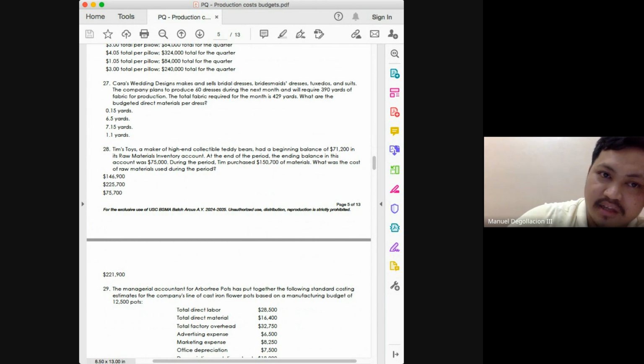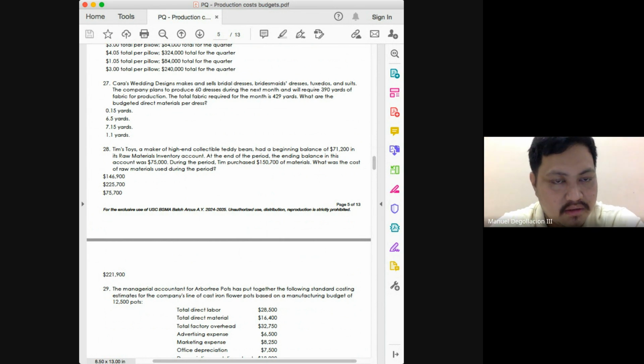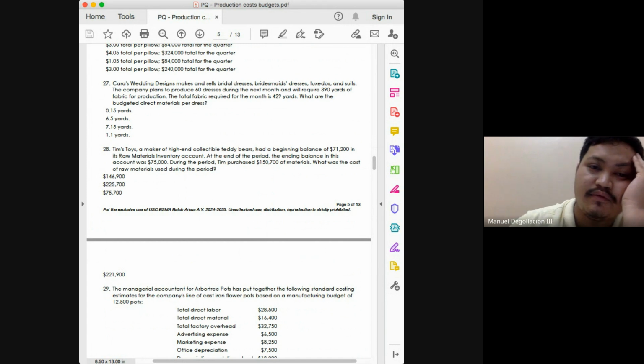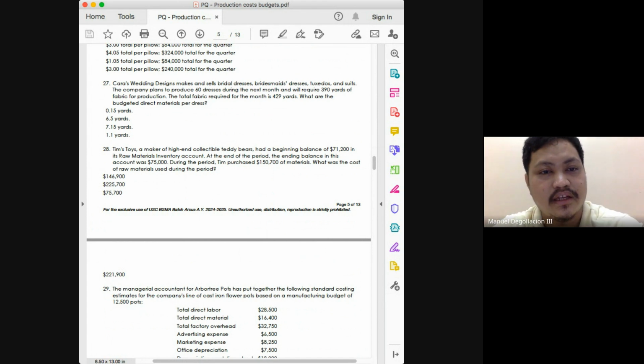Okay, the 429 is not for the 60 dresses. It takes into account other dresses that will be produced in the subsequent month. So a possible source of error here is that you would use 429 and then divide it by 60. That's incorrect. The 429 is not for the 60 dresses. It's the 390 that would be for the 60 dresses. The 429 already includes your inventory needs for materials, which would include the subsequent month.